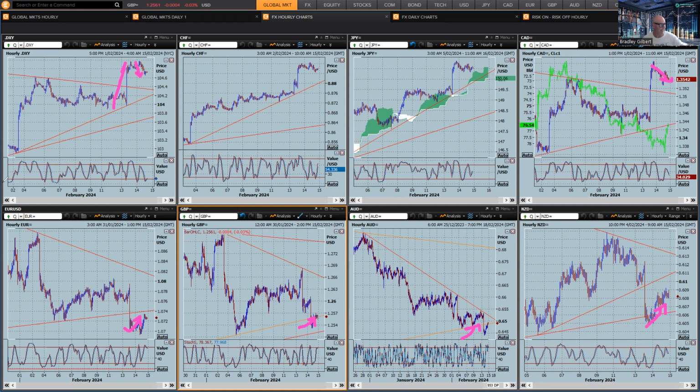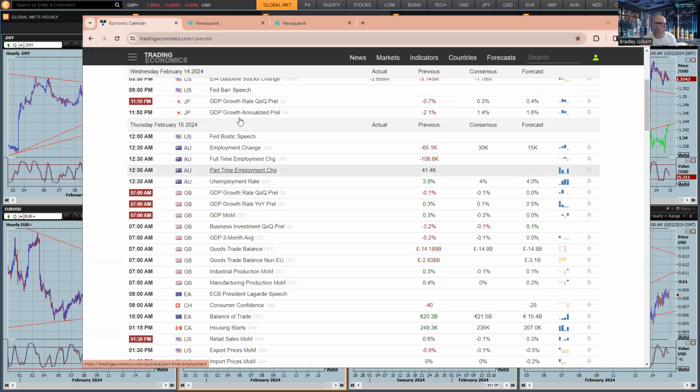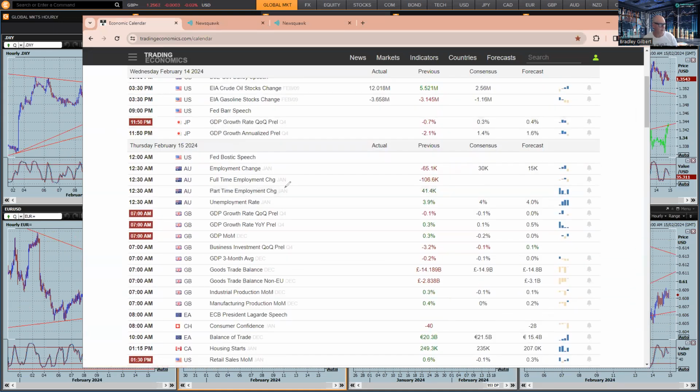But the market, think of it this way: the market is now primed. This is everything factored in. This is where we are. And that brings in the possibilities of, okay, so what could make this move? Well, it's the economic numbers, right? Now, if I just come back to trading economics, just to run through them, and I'll give you a little bit of a look at News Squawk as well.